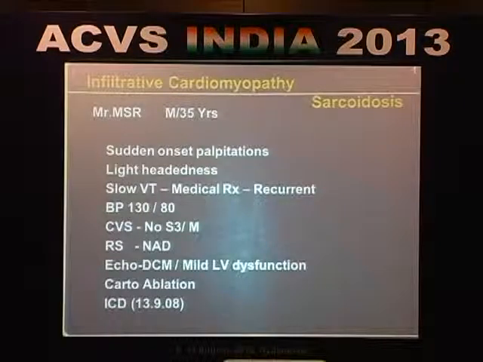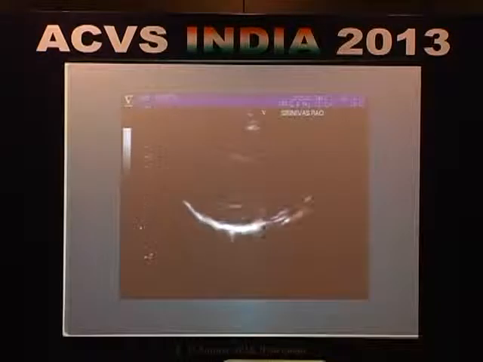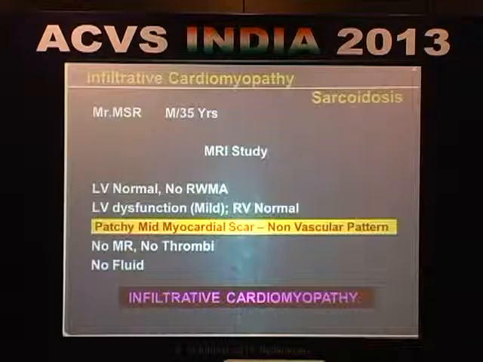This is a third patient, a 35-year-old male. He came with again palpitations and presyncope. He had a slow VT. On medical treatment, he had a recurrent VT. Cardiovascular physical examination was normal. His echocardiogram showed findings compatible with dilated cardiomyopathy with mild myocardial dysfunction. He had an ablation and an ICD implantation subsequently. So he also presented like a dilated cardiomyopathy. His MRI study showed a patchy mid myocardial scar, but he did not have a classical sarcoid scar in the anterobasal septum, which I will show you a little later.